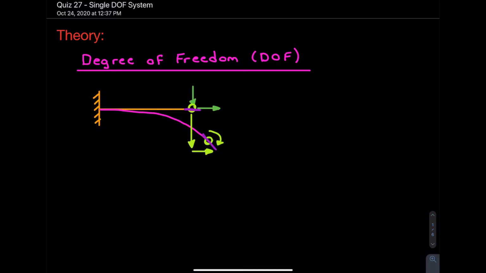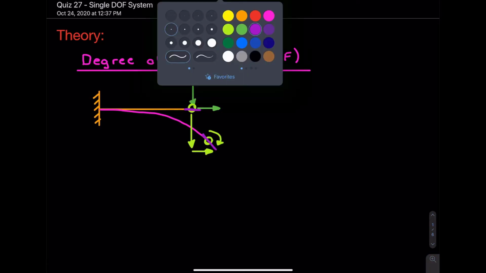So in this type of system, what we say is there's 3 degrees of freedom. One of them being vertical translation, one of them being horizontal translation, and then of course one of them being rotation. So this is what a degree of freedom is. It's basically just what ways can this particle or element move. Now when we're talking about single degree of freedom systems, as you guys may have guessed, this means it's only moving in one direction.